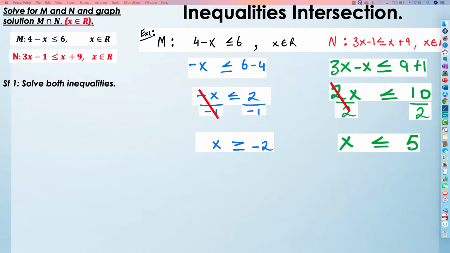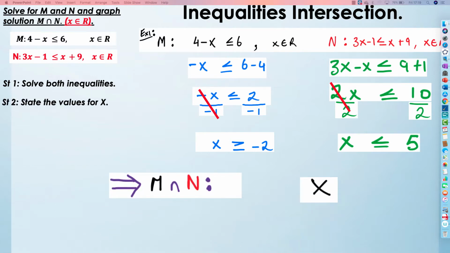And they want us to graph the solution M intersection N. What M intersection N means is the two of them are the same. So, first of all, we have to show what the two of them are. x is less than or equal to 5, show that there, and x is greater than or equal to minus 2.